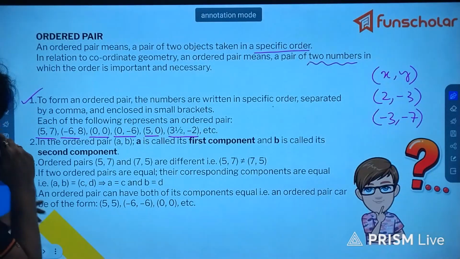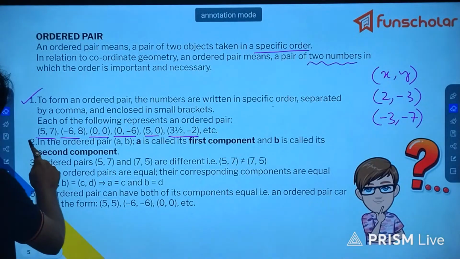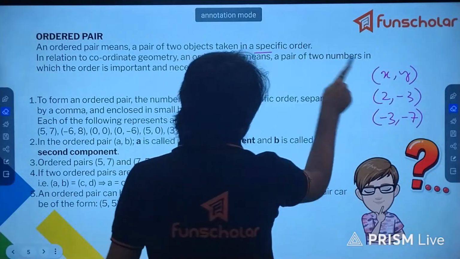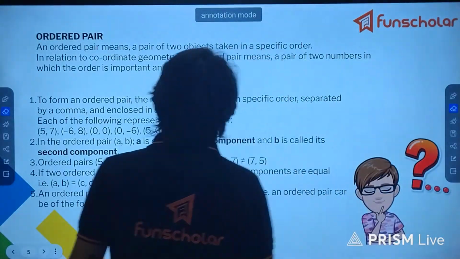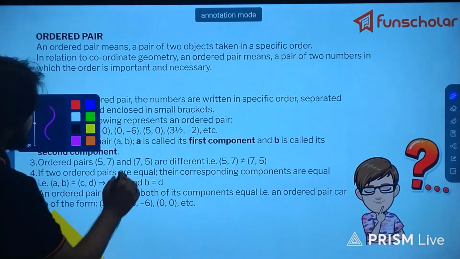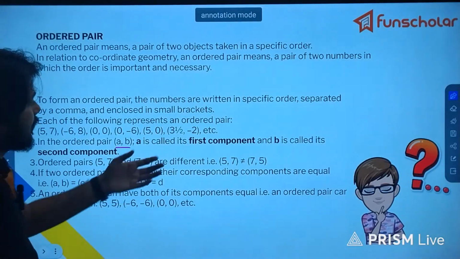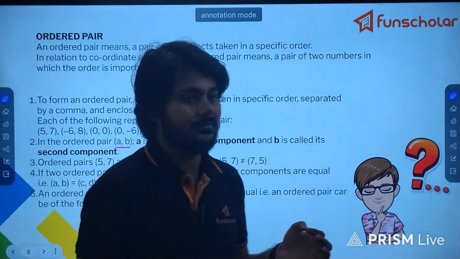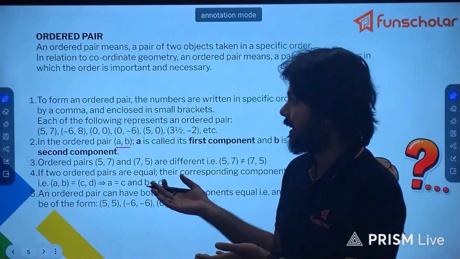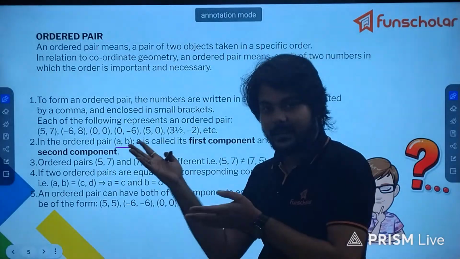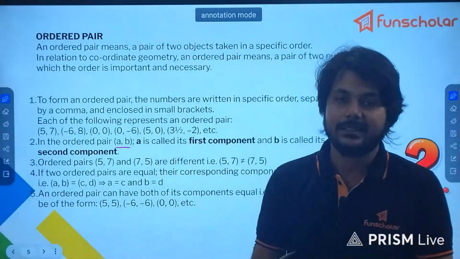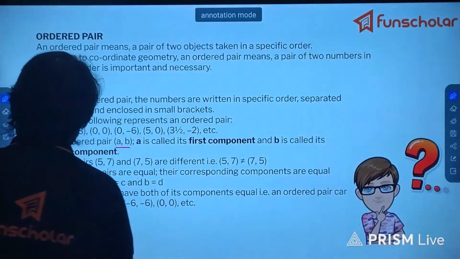In the ordered pair a comma b, a is called the first component and b is called the second component. It is simple: if we take the example a comma b, then a is the first component and b is the second component. This is very easy. This is very basic.